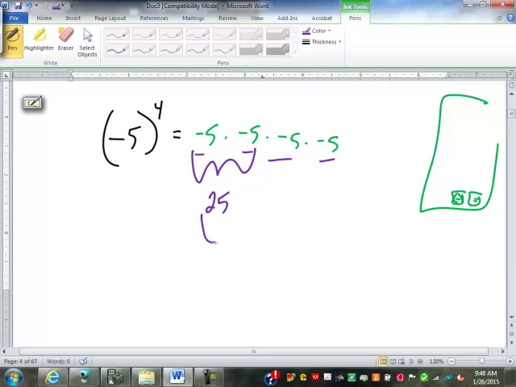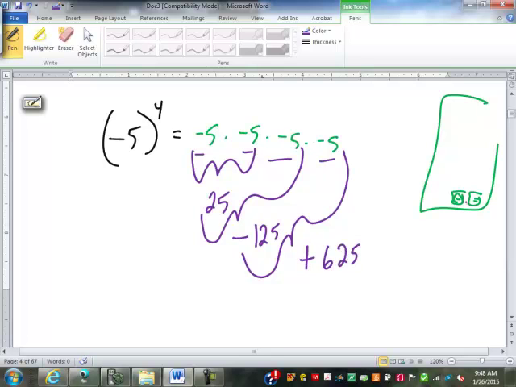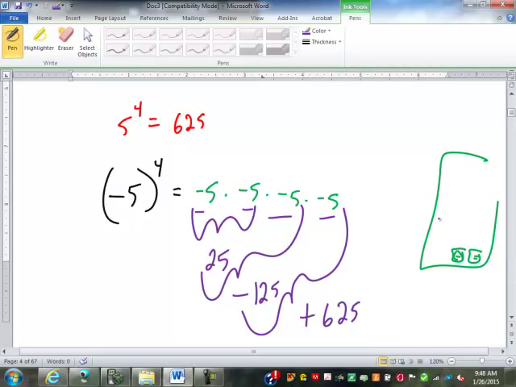Positive 25 times another negative 5 would be a negative 125. Well, times another negative 5, negative times negative should be a positive 625. So why is your calculator trying to say that it's negative? Well, you'll see I put parentheses here.